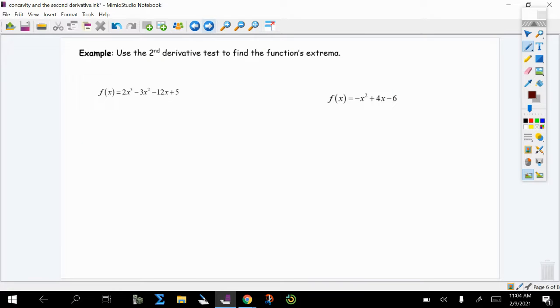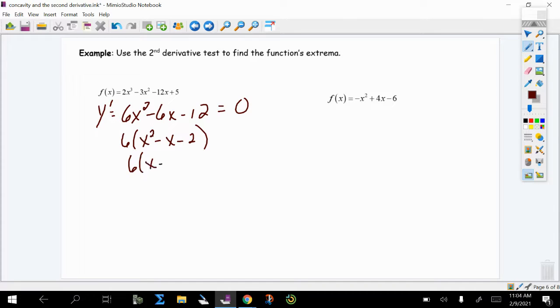So let me show you how it works. I'm going to do 3 questions. The directions will say something along the lines of use the second derivative test to determine if my extrema, my minimums or my maximums. My first thing is I need to get my critical values. So I'm going to take the derivative: 6x squared minus 6x minus 12, set it equal to 0. I can take out a 6, which gives me x squared minus x minus 2, which gives me x minus 2 times x plus 1, giving me critical values of positive 2 and negative 1.